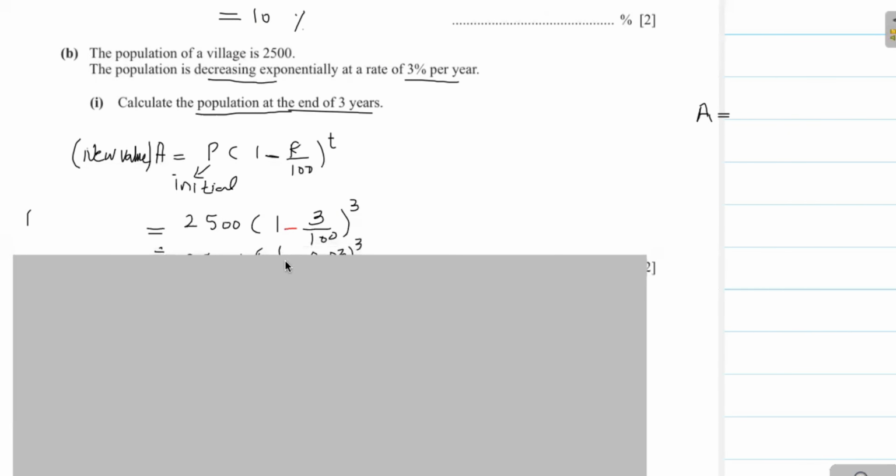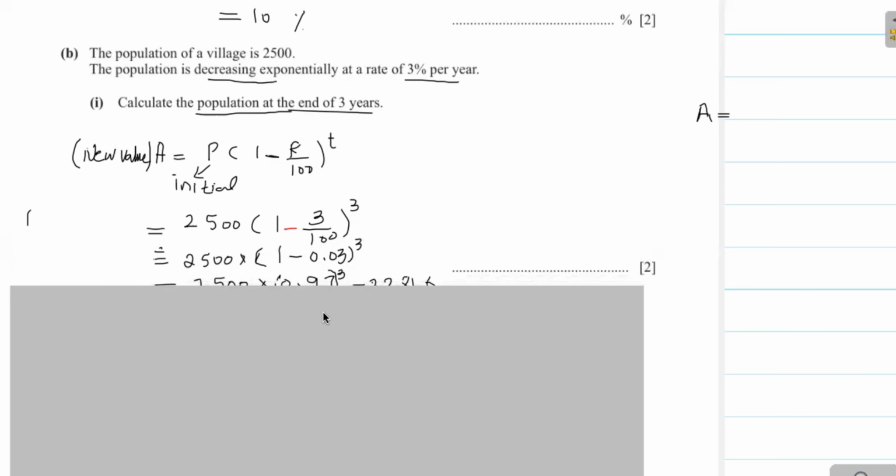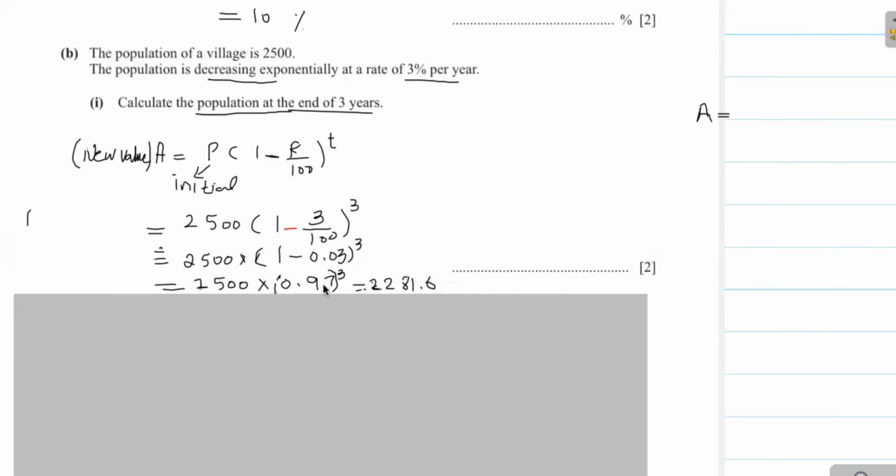Now we calculate this: 2,500 into 1 minus 3 over 100. 3 over 100 is equal to 0.03. We will write 1 minus 0.03 whole power 3, and this value becomes 2500 multiplied by 0.97 power 3, and when we multiply, this value is equal to 2281.6. Now we can write this value as 2280 approximately, and this is the population at the end of 3 years.